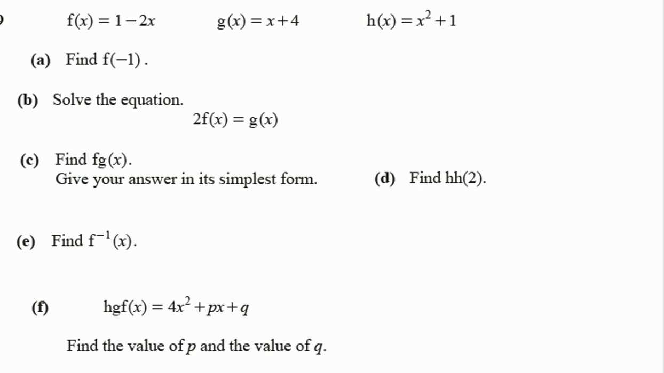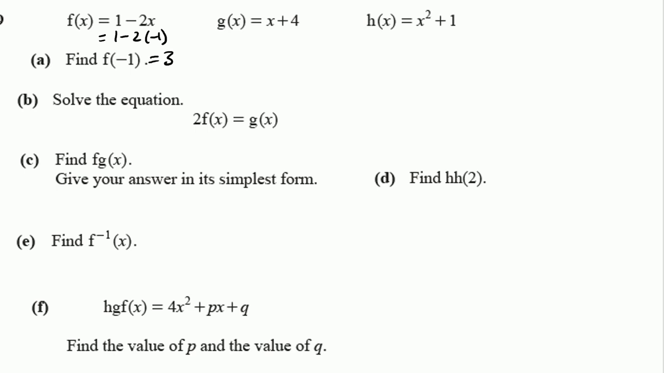Another 3 functions: f of x equals 1 minus 2x, g of x equals x plus 4, and h of x equals x squared plus 1. I'm asked first of all to find f of minus 1, which simply means replacing the x with a minus 1, remembering to use brackets for my negative number. I'm doing 1 minus 2 times minus 1, which is the same thing as 1 plus 2, which is 3.